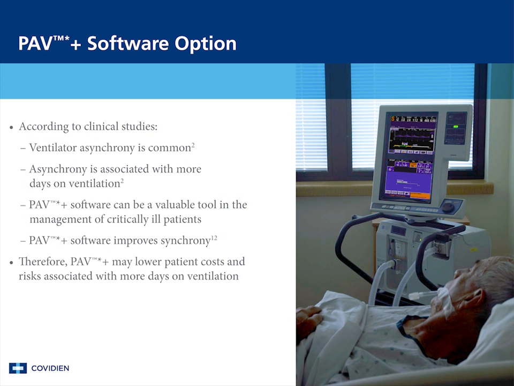In conclusion, clinical studies have shown that patient ventilator asynchrony is a common problem in the ICU that can lead to increased days on ventilation. The PAV Plus software option for the Puritan Bennett 840 ventilator has been shown to be a valuable tool in the management of critically ill patients. PAV Plus improves synchrony, and improved synchrony has been shown to reduce days on ventilation. Reduction in ventilator days may result in lower patient costs and associated risks.